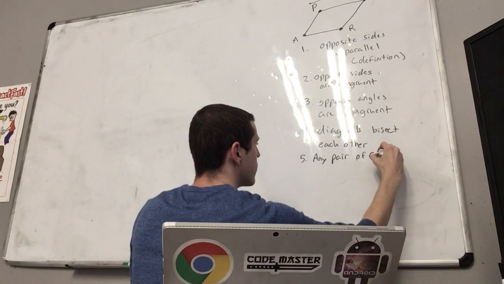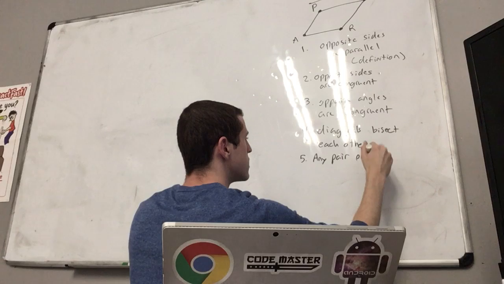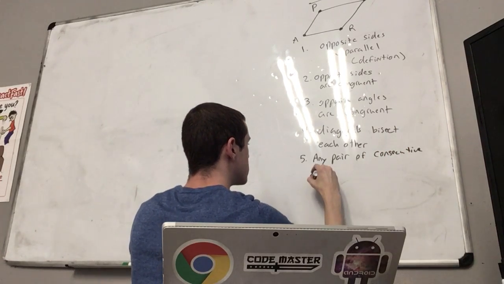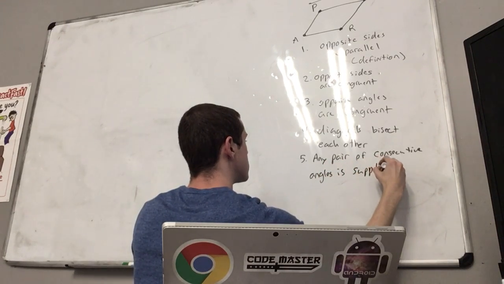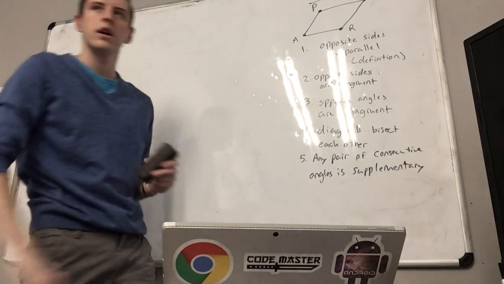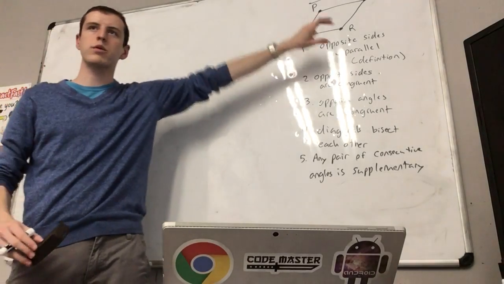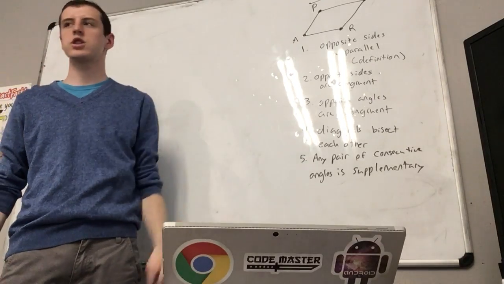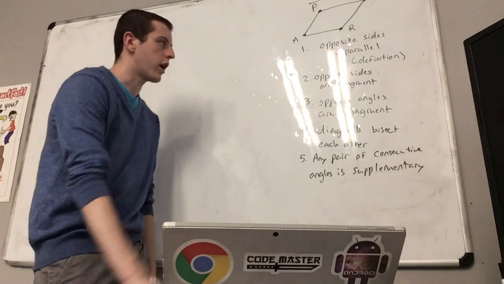So, any pair of consecutive angles is supplementary. Basically, if I were to pick two angles in a row, as long as they're directly next to each other, or you could say two angles that share a line segment, the angles are going to equal 180 degrees.